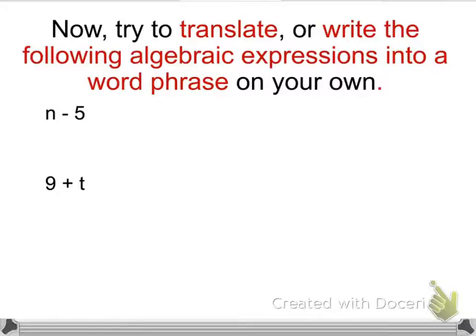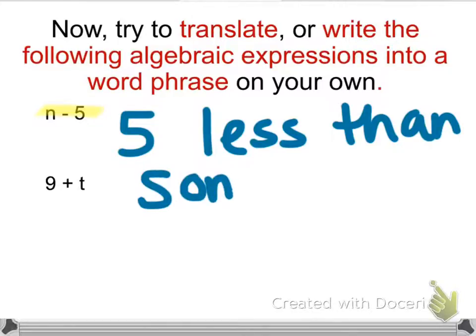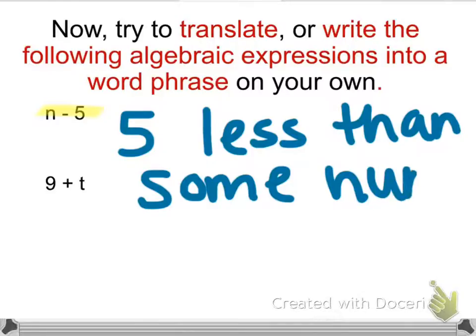Whenever you are writing this on your own, it should have been 5 minus, or less than, some number n.